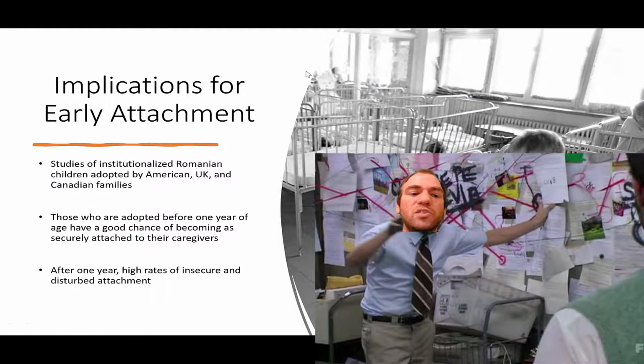Moving back to the Western European context, implications for early attachment. Studies of institutionalized Romanian children adopted by American, UK, and Canadian families. Those who were adopted before 1 year of age have a good chance of becoming as securely attached to their caregivers. After 1 year, there are high rates of insecure and disturbed attachment. And this is a very famous study.